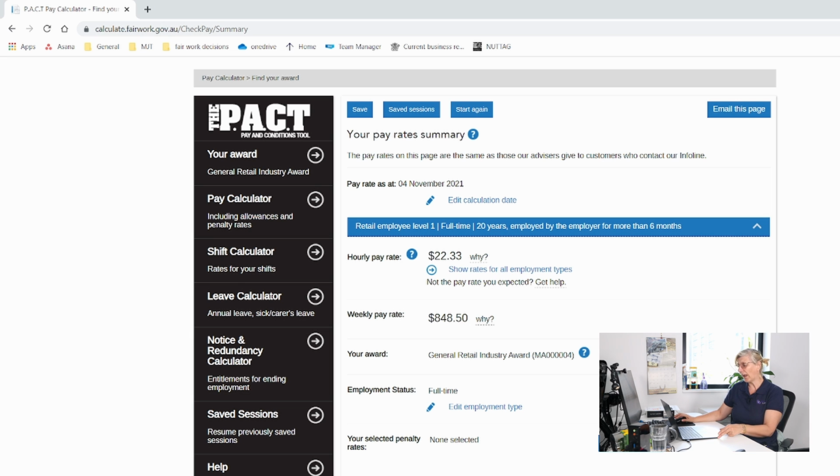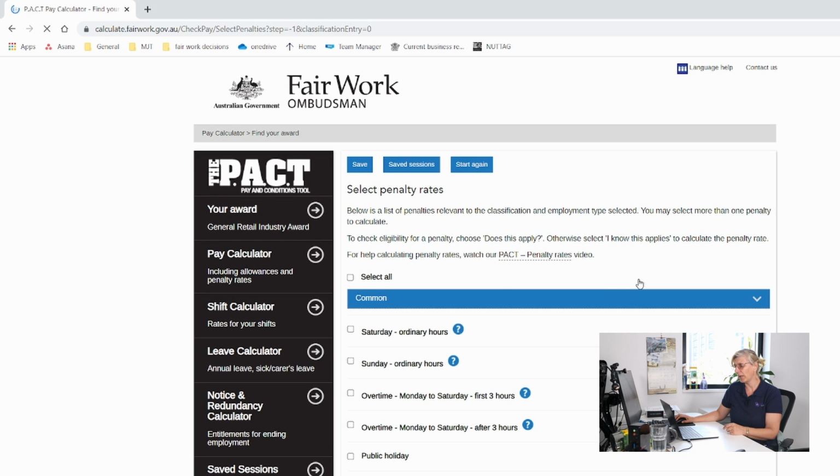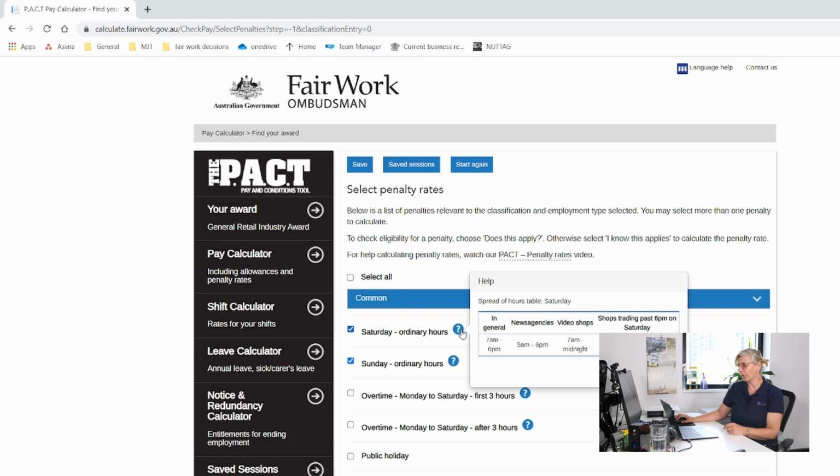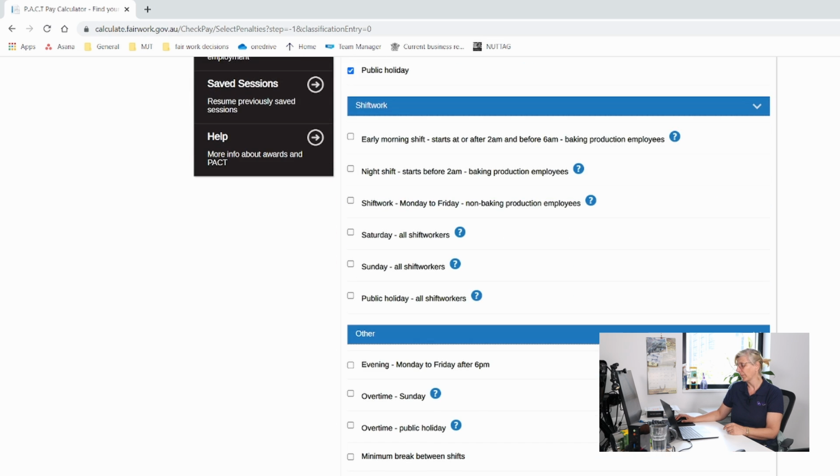So we're just going to add a few things. It says here, what common penalties? So we're going to select some penalties. We're going to say that we work Saturday and Sunday. Now, ordinary hours for a shop that trades past 6 p.m. on a Saturday is 7 till 11 p.m. at night. So we're going to say we work in those ordinary hours, and every now and again we work a public holiday. So I'm going to go, I know this applies.